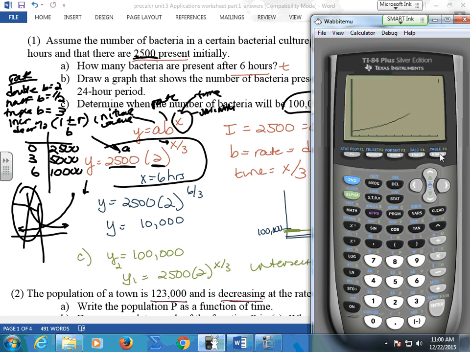So we can take a look at your exponential growth of your bacteria. And the second part said, when will it be 100,000? So therefore, now I want to set this guy to 100,000. Maybe make it 120,000, just in case you can't see the top of it. And you're going to set your Y2 to your 100,000. Okay? And we're going to see where they intersect.